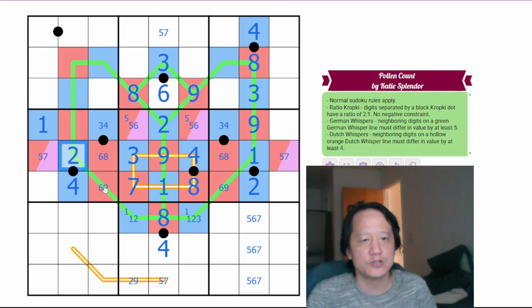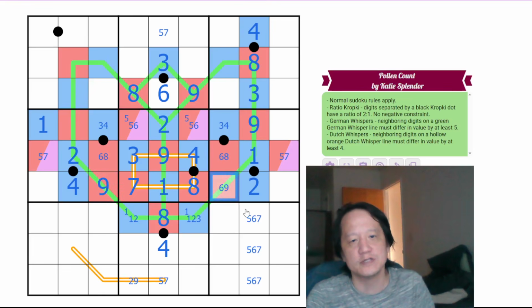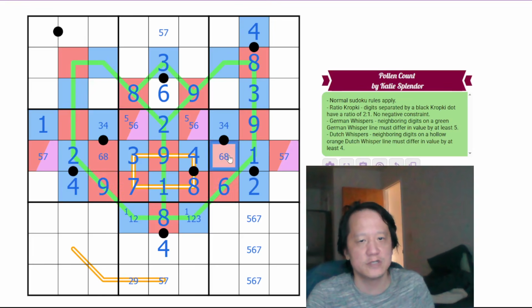6 cannot be next to 2 on a Whisper 5 line, so this is 9, which makes that 6 there. 6 eliminates 6 here, so it's 8 and 4 in a 1 to 2 ratio. That makes this 6 and 3 in a 1 to 2 ratio there. 6 can only be next to 1 on the Whisper 5 line, so this is 1. Which means this can't be 1, that's 2.